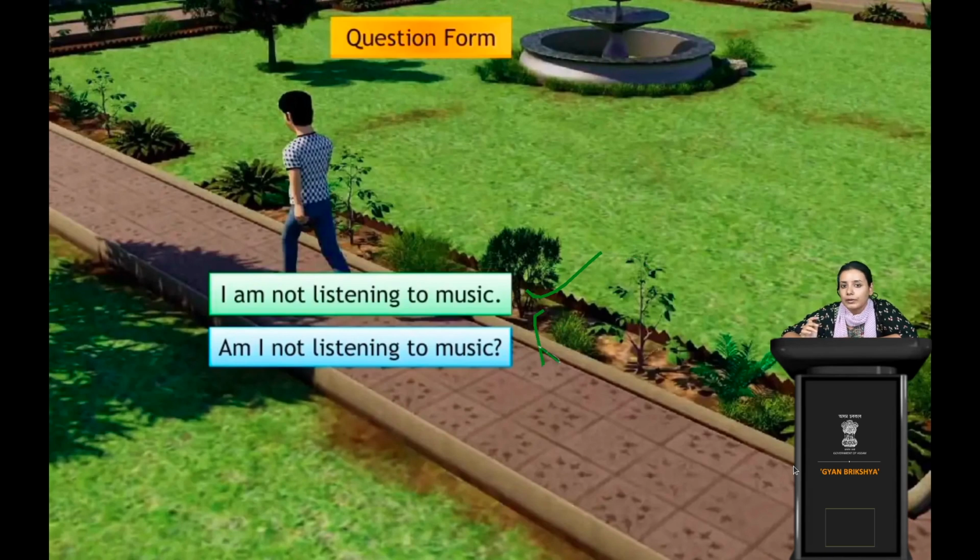So in question form, whenever we convert a sentence, immediately we have to use a question mark, right? Because we are making a question sentence, and then the be verb will come in the front, in a crisscross way. So am would come first. Am I, then same. Am I not listening to music, question mark. Simple. Be verb will be first, and then we have to add question mark.